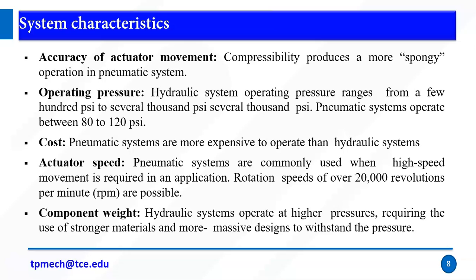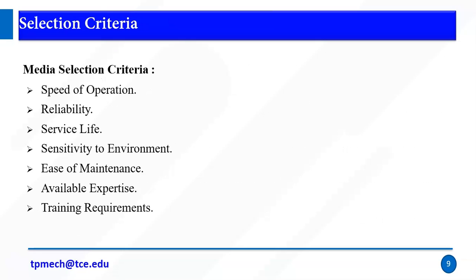Actuator speed. Pneumatic systems are commonly used when high speed movement is required in an application. Rotation speeds over 20,000 revolutions per minute are possible with pneumatics. Component weight. A hydraulic system operates at higher pressure, requiring the use of stronger material and more massive designs to withstand the pressures. But pneumatic has simple components. So these are some of the system characteristics or the component characteristics.